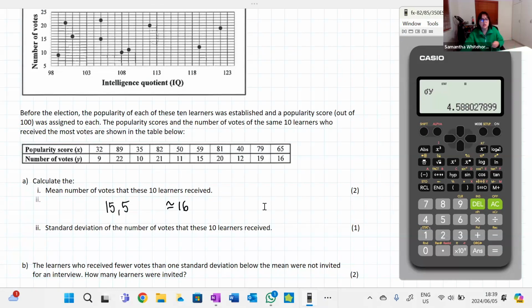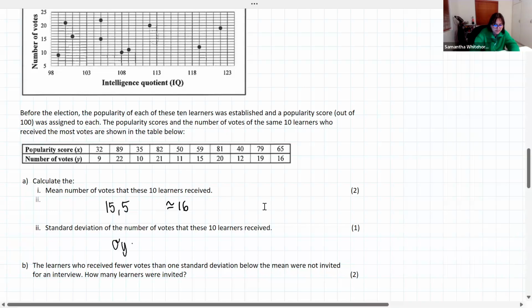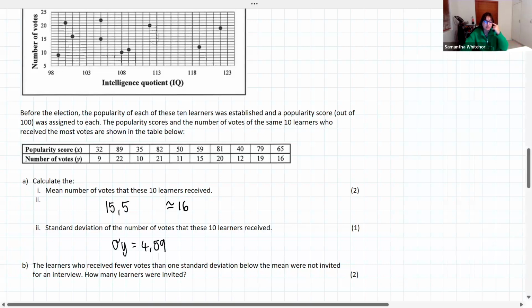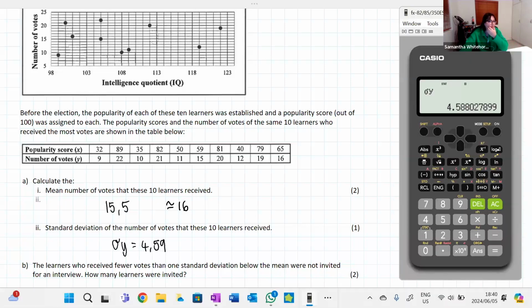Again, if it doesn't say, you round off to 2 decimal places, with sigma of Y, 4.59. So what that's saying is that there is a spread or a distance, for lack of a better description, of 4.59 votes either side of your mean of 1 standard deviation, and then 2 standard deviations, and so on.